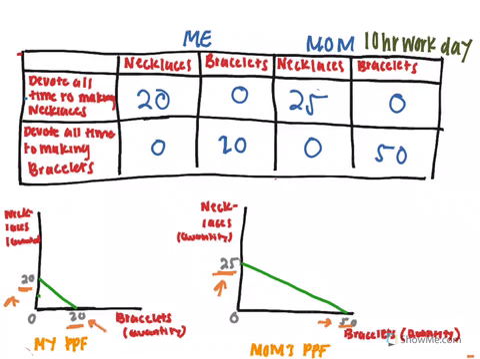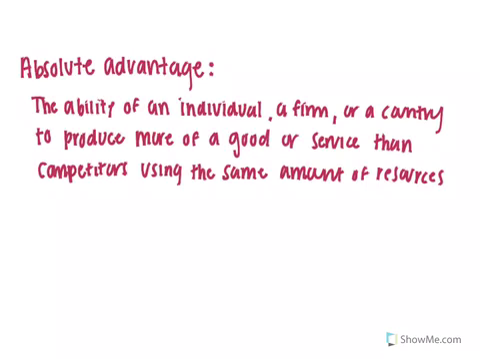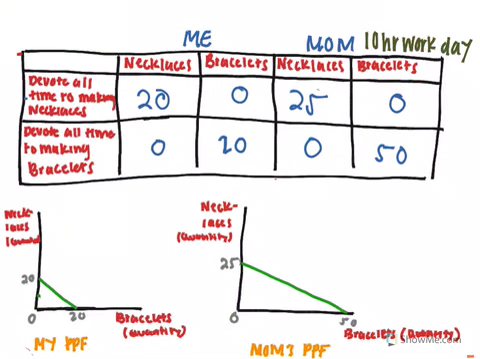This right here brings about a very important concept. This concept is the concept of absolute advantage. Absolute advantage is the ability of an individual, a firm, or a country to produce more of a good or service than competitors using the same amount of resources. So going back to this slide, we can see that my mother has an absolute advantage over me in making both necklaces and bracelets because she can make more of both in the same amount of time, that being the 10 hours. So essentially, because my mother is better at producing necklaces and bracelets, she has an absolute advantage in producing necklaces, and again, an absolute advantage in producing bracelets.